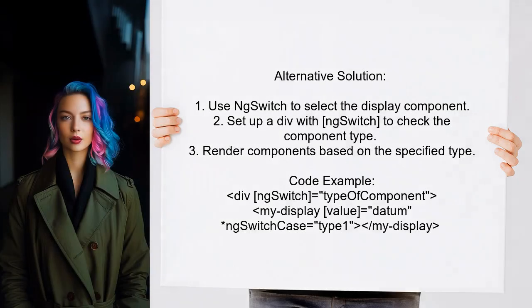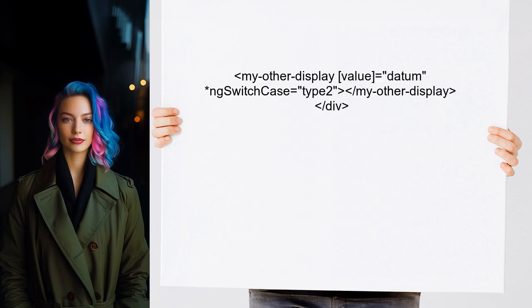An alternative solution proposed by a user is to utilize ngSwitch. This allows you to dynamically choose which display component to render based on a specified type. You can set up a div with ngSwitch that checks the type of component and renders either my display component or my other display component accordingly.